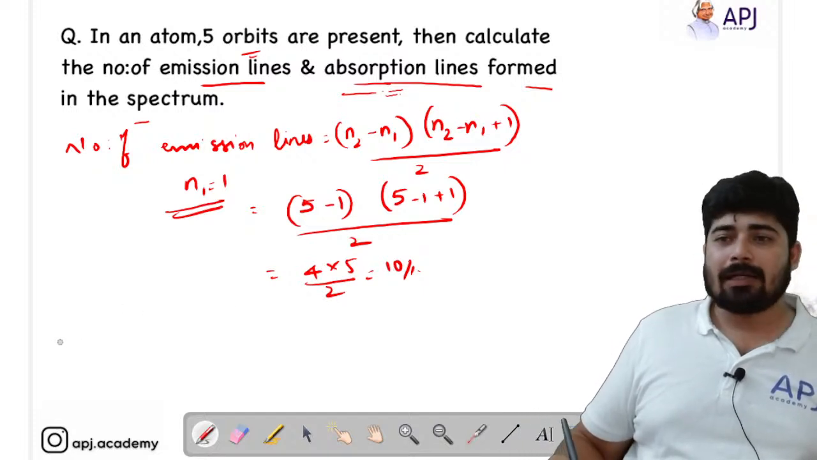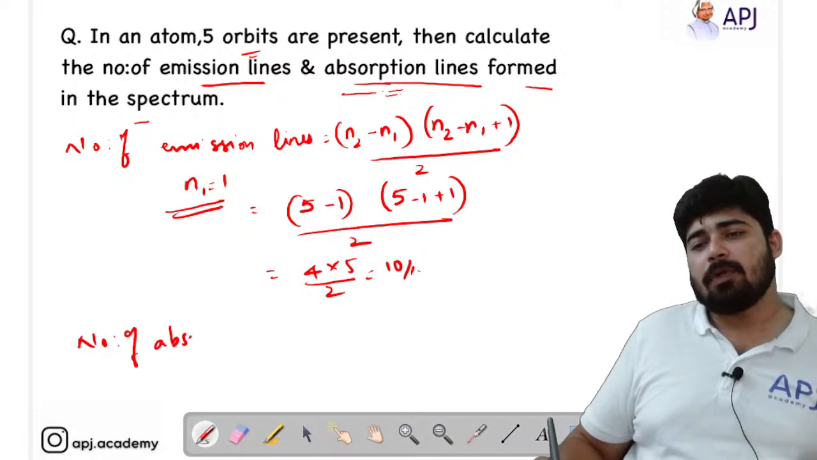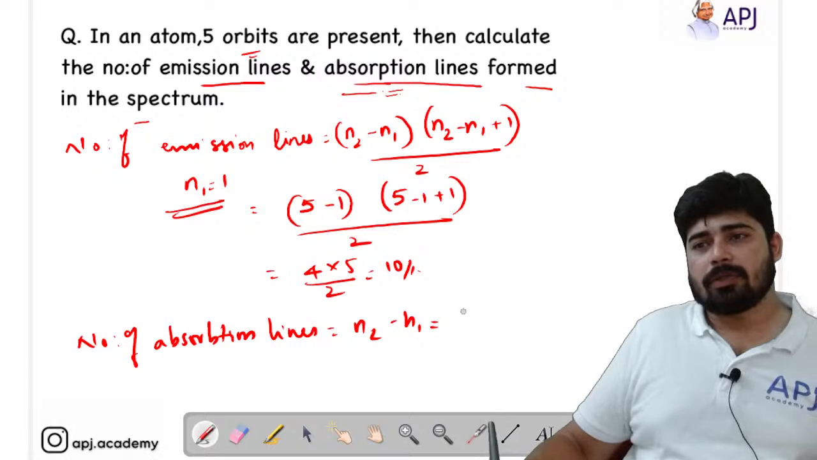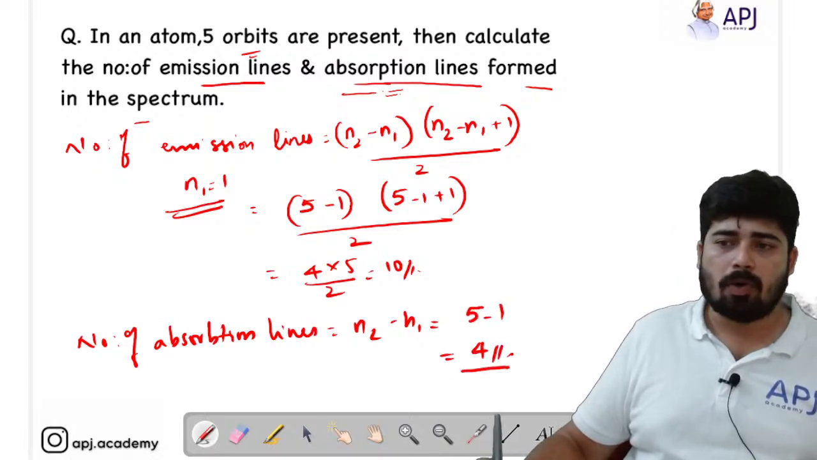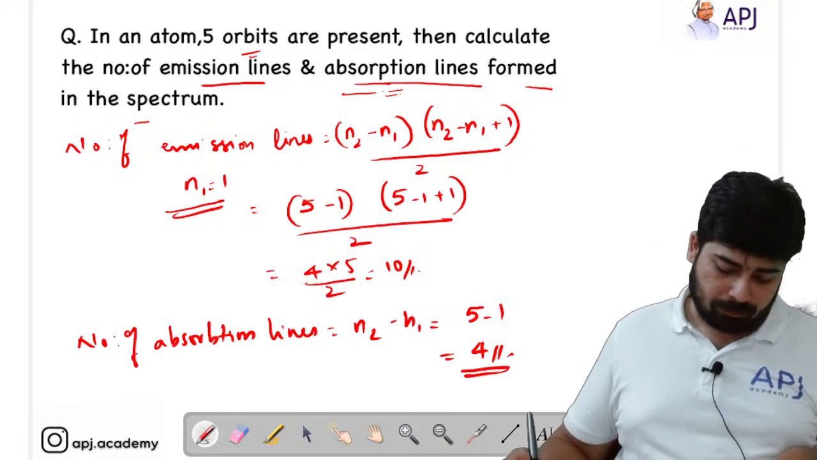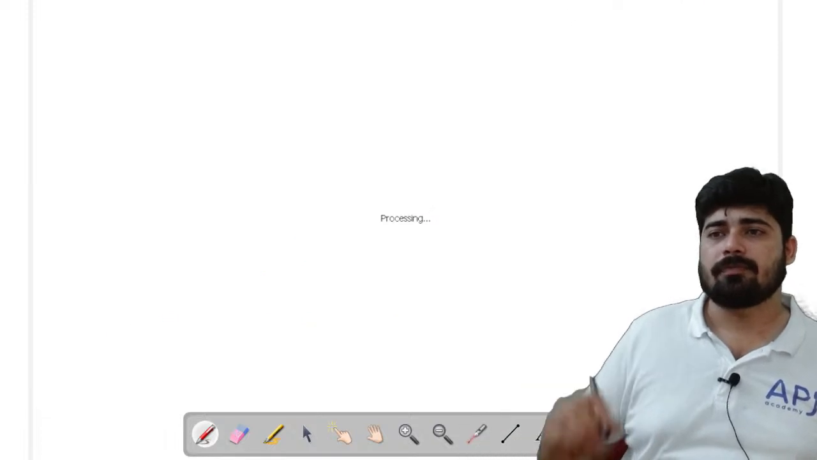Now, let's calculate the number of absorption lines. For calculating the number of absorption lines, we only have to calculate the number of Lyman lines. That is N2 minus N1, where N2 is equal to 5 and N1 equal to 1, which is equal to 4 Lyman lines, or we can say that absorption lines is equal to 4. Okay. Now, let's move on to the next question.